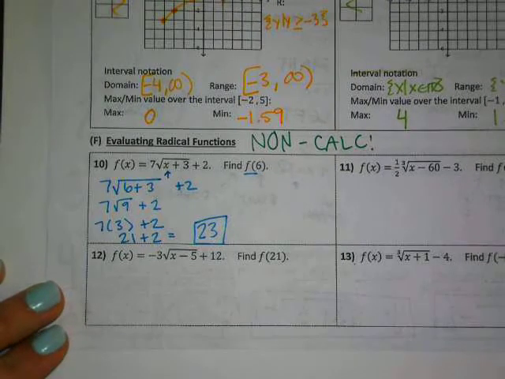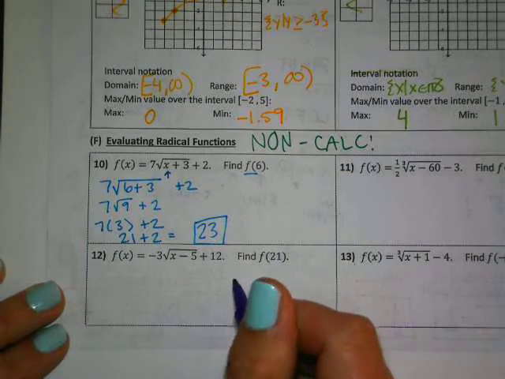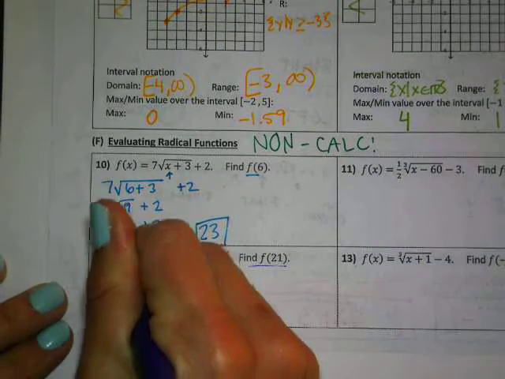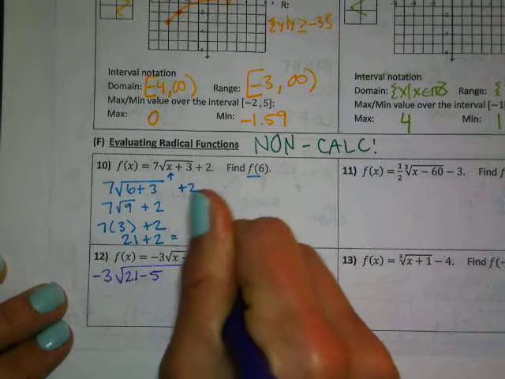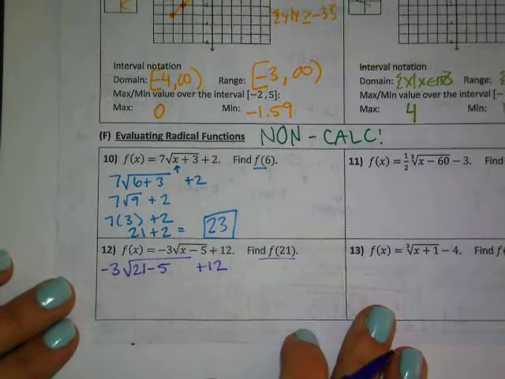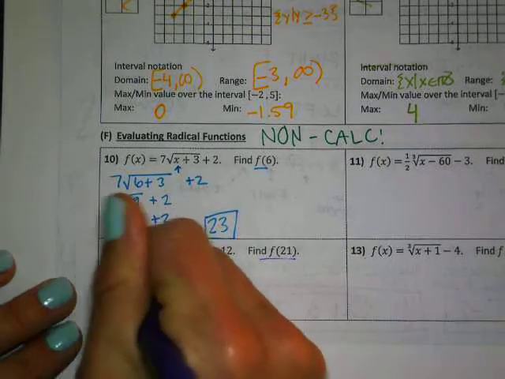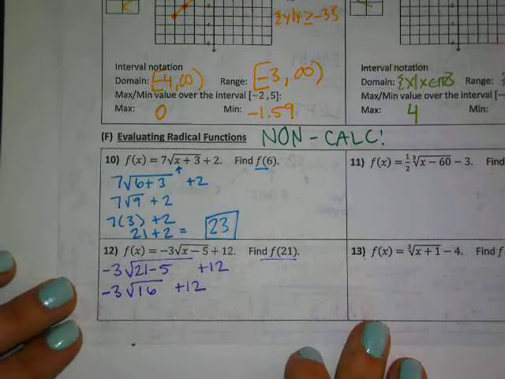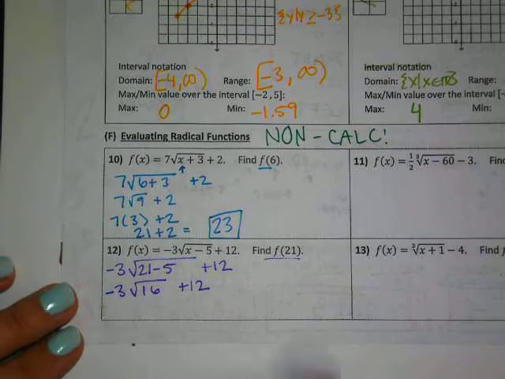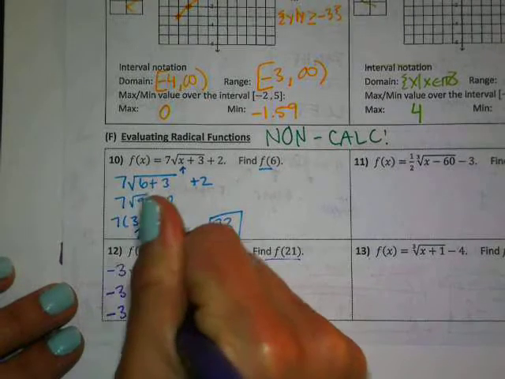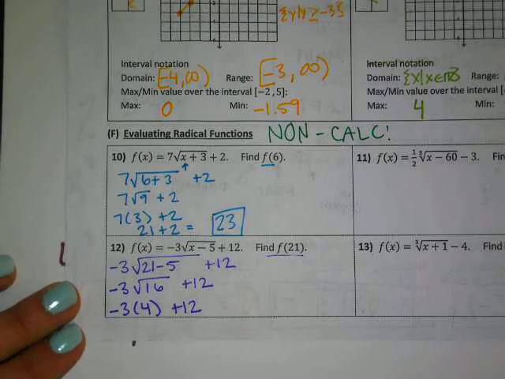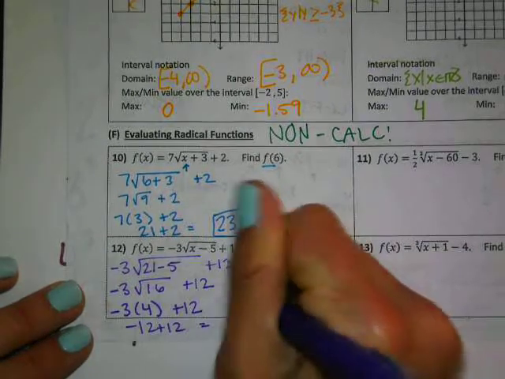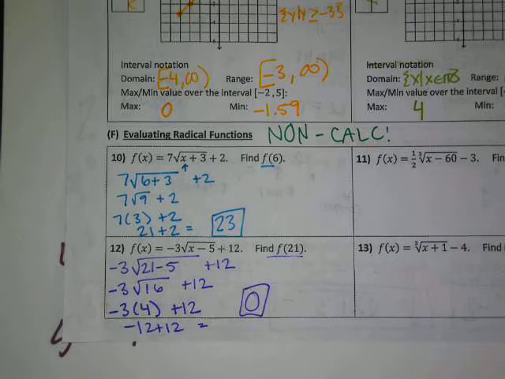That's crazy. All right, let's do 12. What am I plugging in for x? 21. Very good. So, -3 times the square root of 21 minus 5, plus 12. What is 21 minus 5? 17. Close. 16. All right, what is the square root of 16? What is -3 times 4? -12. And -12 plus 12? 0. All right, that's the answer.